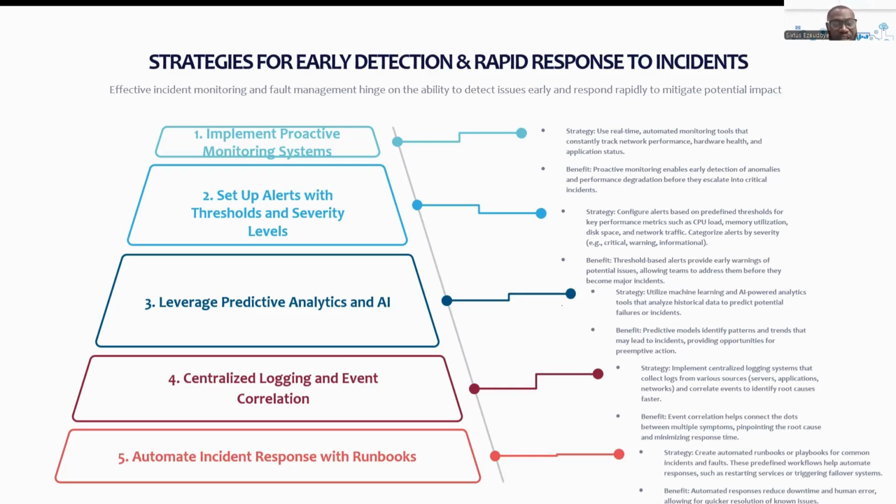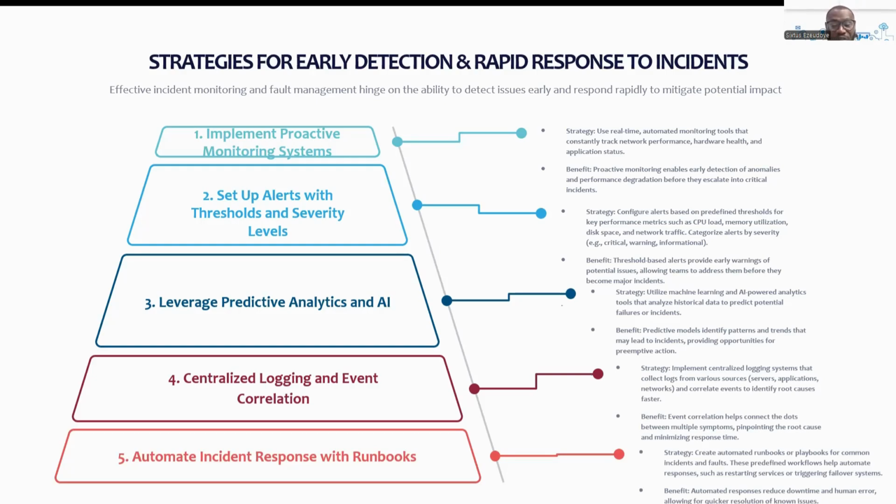The fifth strategy is automating incident response with runbooks. This strategy explains having automated runbooks created for common incidents and faults. By runbooks, we mean a record of processes, due processes, used in resolving issues, incidents, and faults. These predefined workflows help to automate your response, such as restarting services or triggering a failover system.